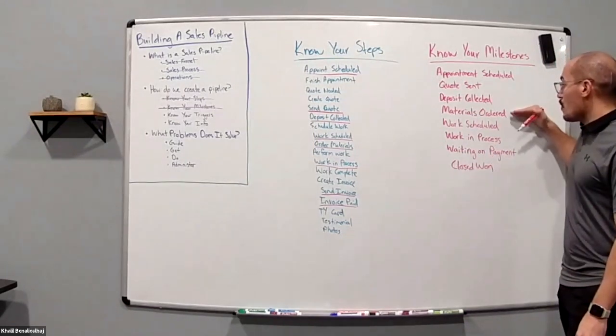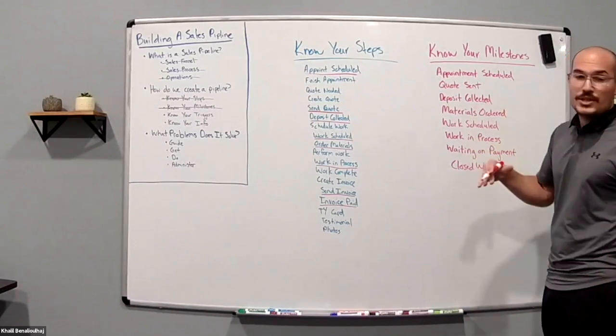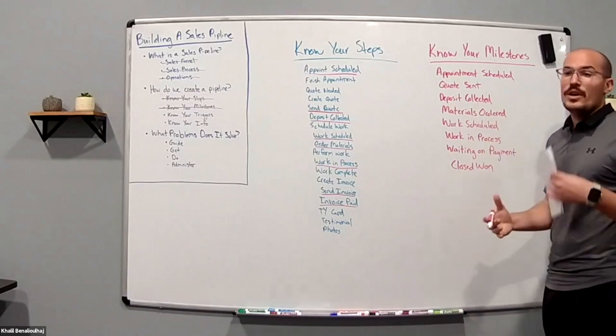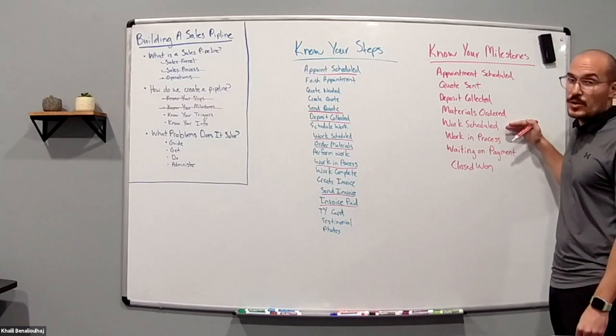Once the materials are ordered, my trigger now is I've got to go and schedule that work. I've got to talk to operations. I've also got to talk to the homeowner or to the GC, whatever it is, find out when my schedule is and get my work on the schedule.